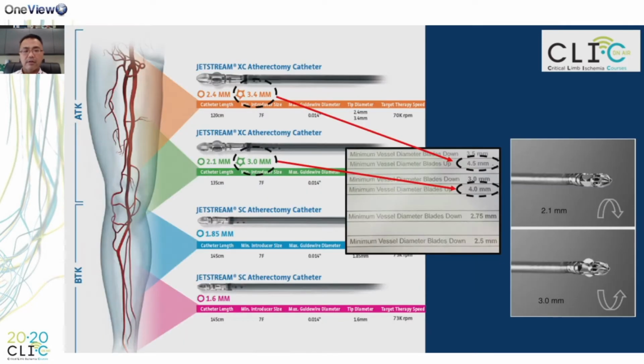Next slide, please. Sizing-wise, for the SFA, for me the most common size would be a 2.4, 3.4, which essentially means that when the blades spin in one direction, you have a smaller lumen, and when the blades spin in another direction, you have a bigger lumen because the blades come out. And the minimum vessel size for the larger device is only 4.5 millimeters.